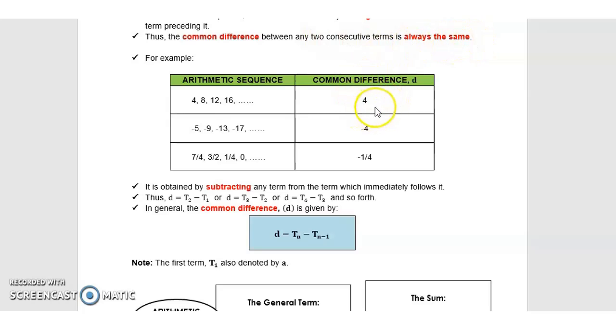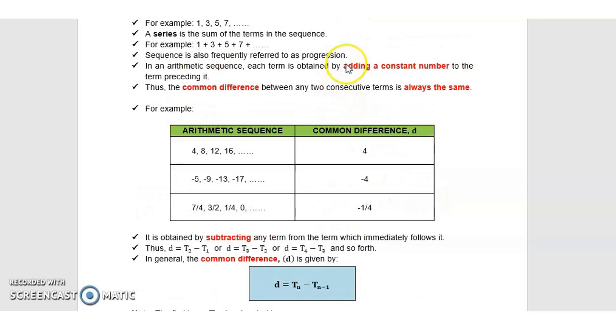So value D here, how to find value D? Common difference is obtained by subtracting any term from the term which immediately follows it. Just now we said that for an arithmetic sequence, each term is obtained by adding a constant number. So from the first term, from left to right, we add. In order to find the common difference, we reverse, from right to left. That's why we subtract.